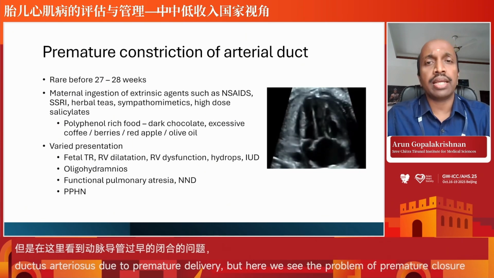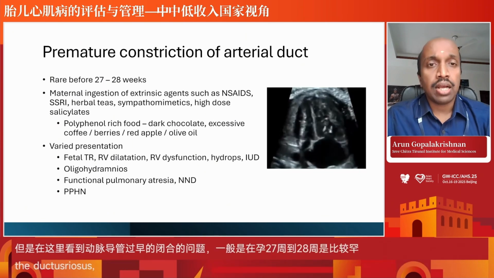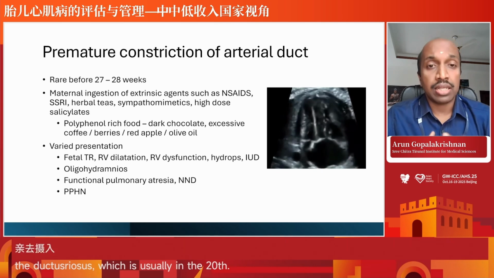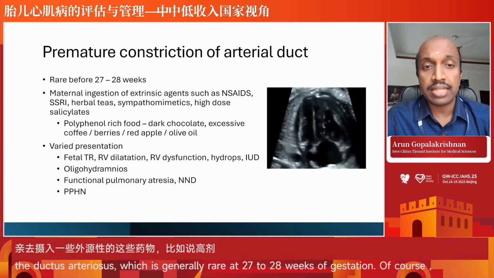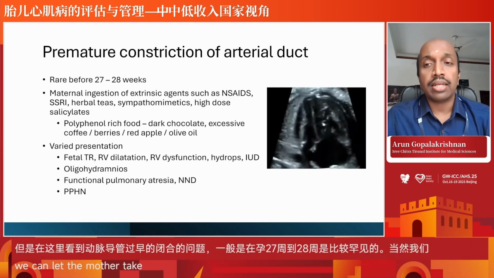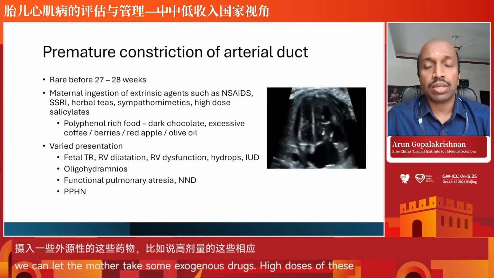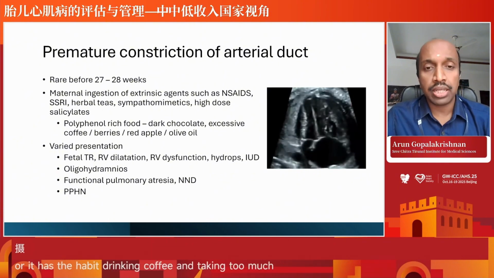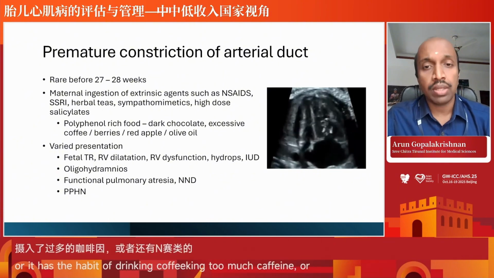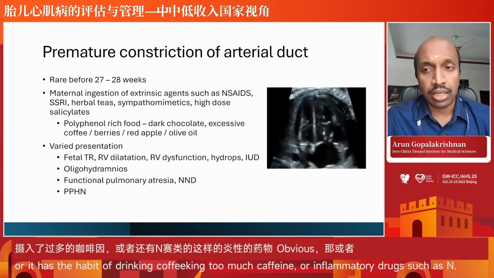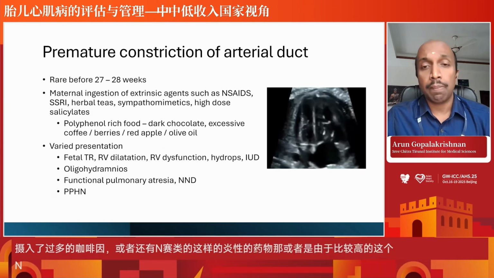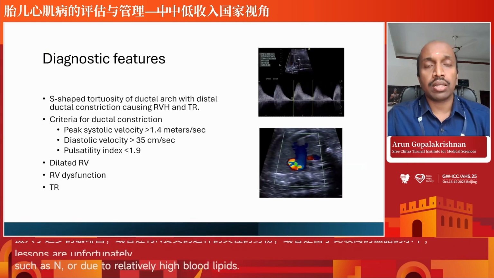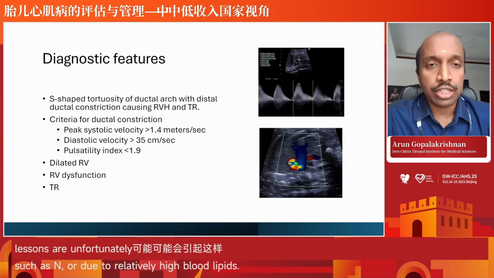Especially following intake of NSAIDs, herbal teas, high dose salicylates, or if the mother takes dark chocolate, excessive coffee, berries, red apple, olive oil, these can precipitate such a condition, and the baby can present in fetal life with tricuspid regurgitation, RV dysfunction, hydrops, intrauterine death, oligohydramnios, and persistent pulmonary hypertension in the newborn period. Unfortunately, it can be a critical condition to manage.